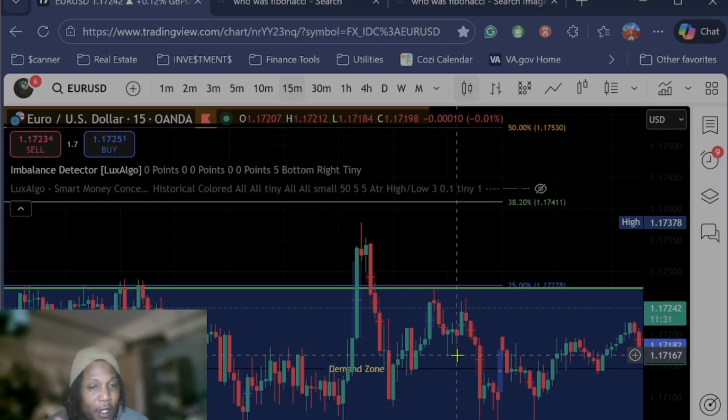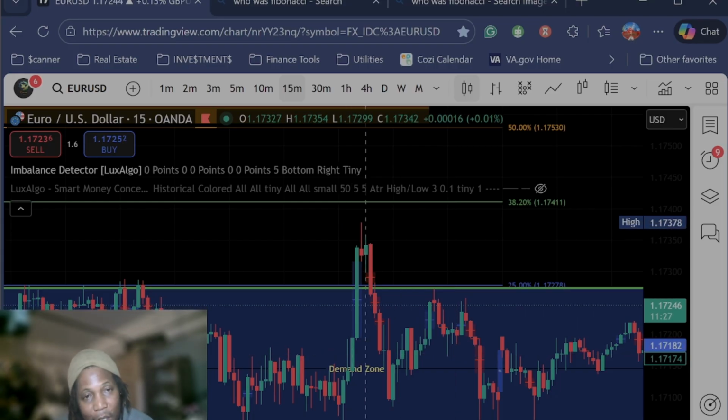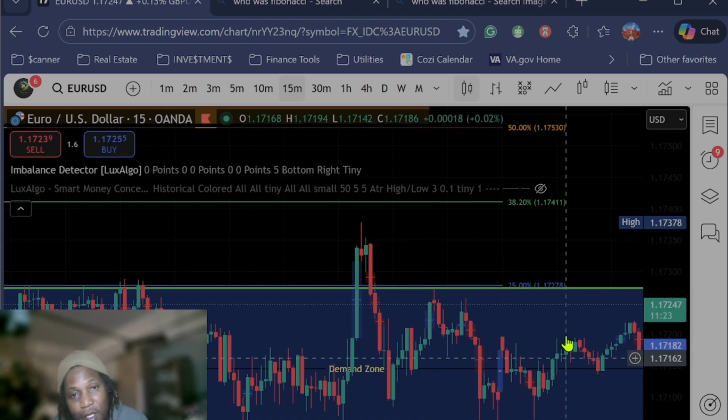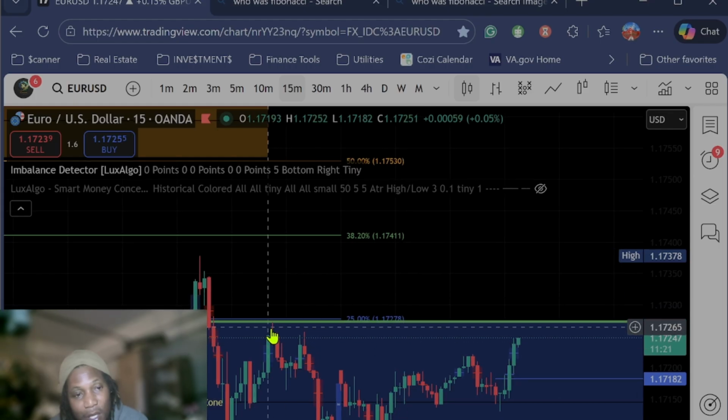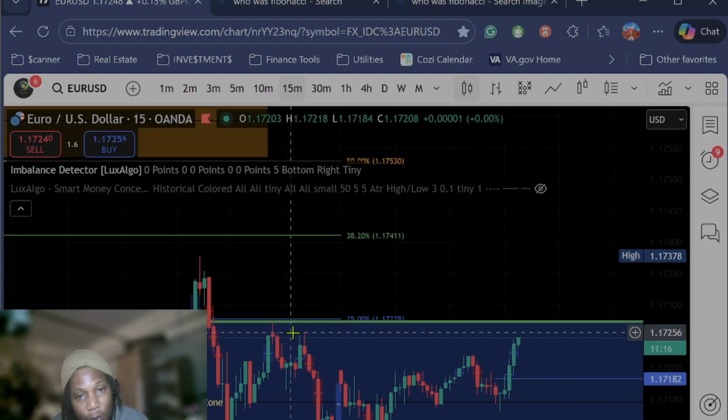So yeah, it has to take out the previous high. And this was the previous high. And price failed to take it out, so price dropped lower. Price failed to take it out. So until price takes out this last high, when price takes this out, you're going to see.